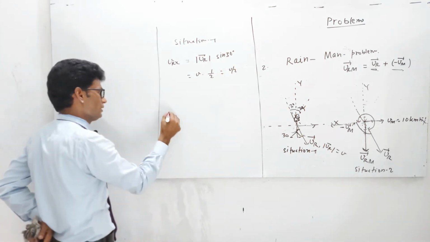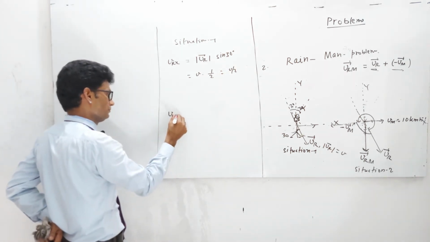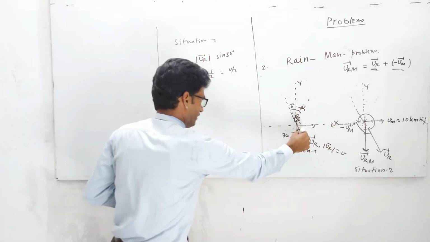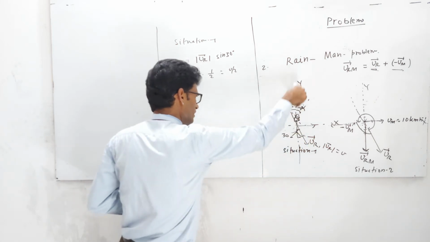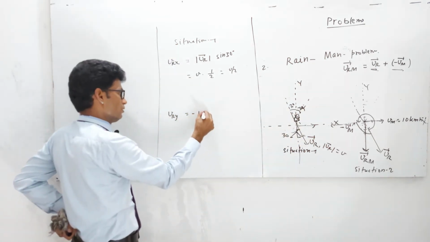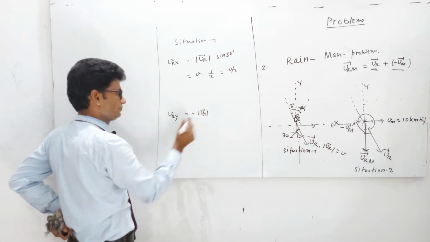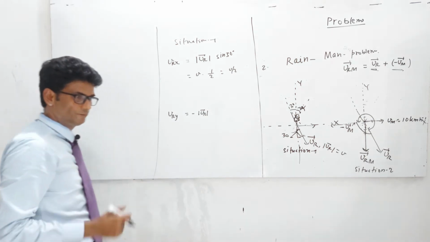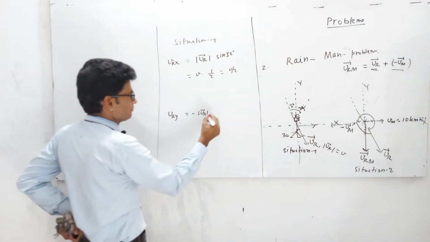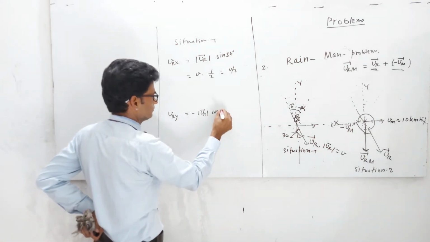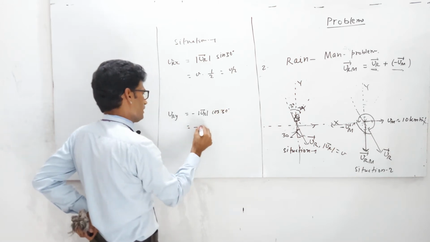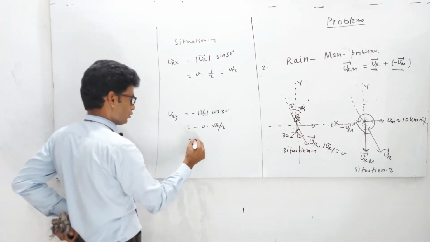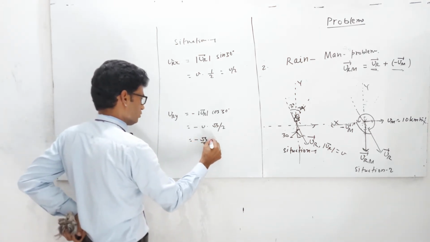Now again Vy. This comes out to be minus because it is pointing in the negative y direction. Look at here. This is the negative y. This is the positive y. This is the negative y. This is the mod velocity of rain. Cos 30. This is minus V cos 30, and cos 30 is root 3 over 2. This comes out to be minus root 3 by 2 into V.